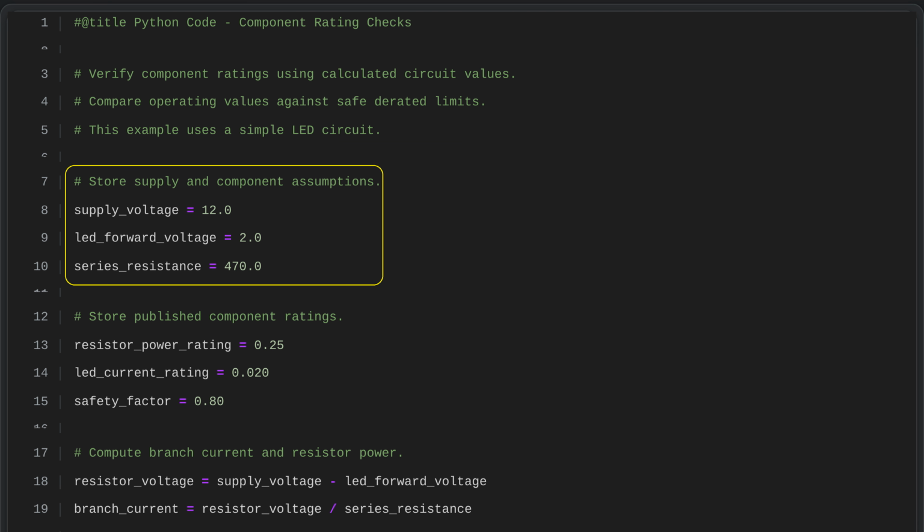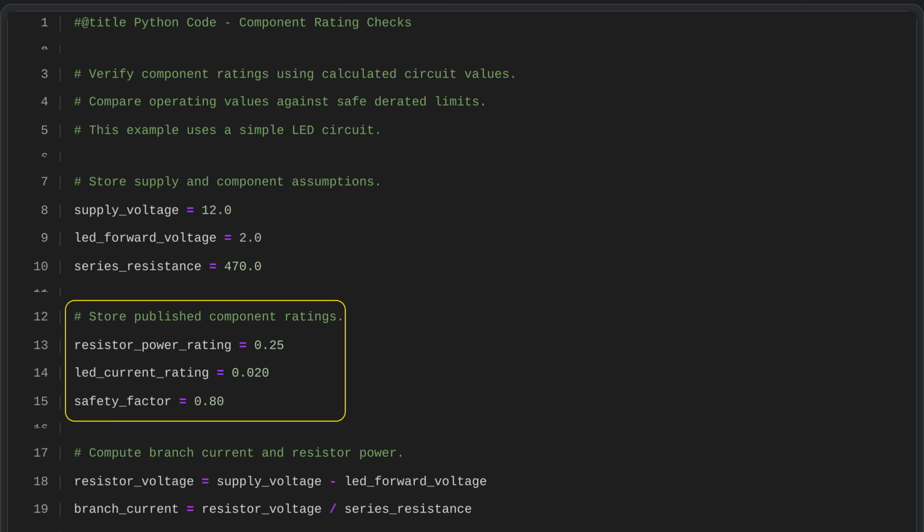The circuit uses a 12-volt supply with an LED that drops 2 volts while operating. A 470 ohm series resistor limits the current through the LED, helping it run safely within its rated limits. The resistor is rated for 0.25 watts, and the LED is rated for 0.02 amps, marking the maximum safe limits for each component. A safety factor of 0.8 is applied to lower these limits, adding a margin of protection for reliable operation.